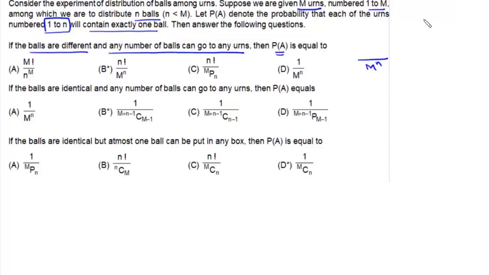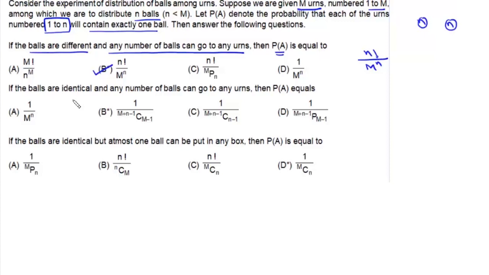Now for this event A to occur, n balls must go into n urns. So basically it is a bijection between the two sets. So these n balls can be distributed in n urns in factorial n ways, and the required probability is factorial n upon m to the power n, and that's your option B.